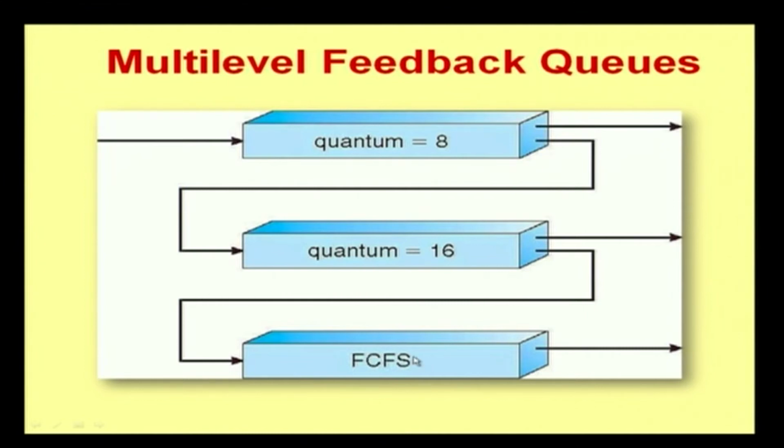FCFS is the first come first served algorithm, which we have seen in our previous sessions about the Gantt chart, and how to find the average time using an FCFS approach. So based on that, this FCFS approach will be working. So this is what a multi-level feedback queue example is. Then let us see the next topic, multiple processor scheduling. What do you mean by multiple processor scheduling?